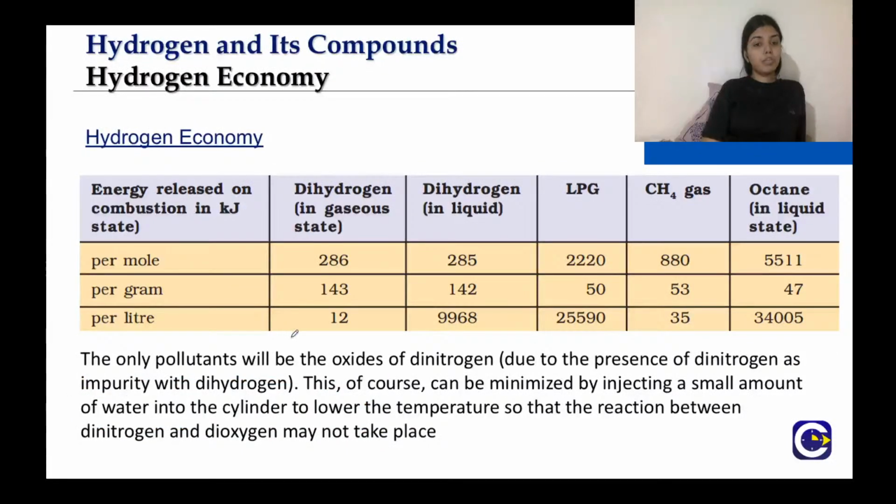The only pollutant that is present with the dihydrogen is dinitrogen, right? So basically, if you inject a small amount of water in the cylinder containing dihydrogen and dinitrogen, that will lower the temperature. On lowering the temperature, what happens? The reaction between dinitrogen and dioxygen does not take place, right? So you can remove that impurity of dinitrogen easily.